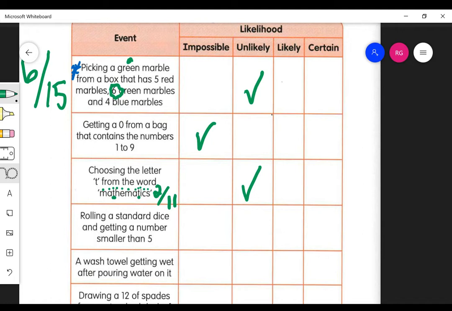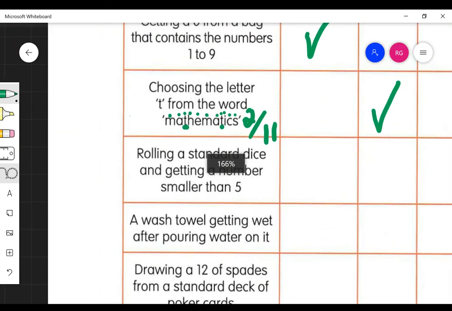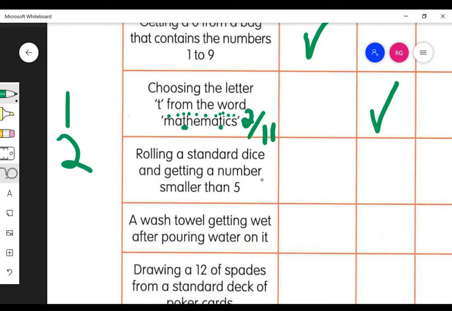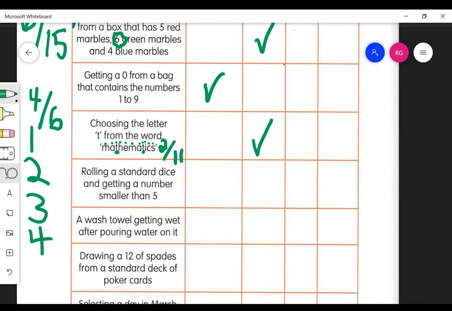So here we have rolling a standard dice and getting a number smaller than 5. Okay, well, if we had a dice, we know the possible outcomes are 1, 2, 3, 4, 5, and 6. But the only possible ones that are smaller than 5 would be these ones. So that is really, we could think of that as 4 out of 6 possible. So we should say that it's likely. It's likely. So check that box there.